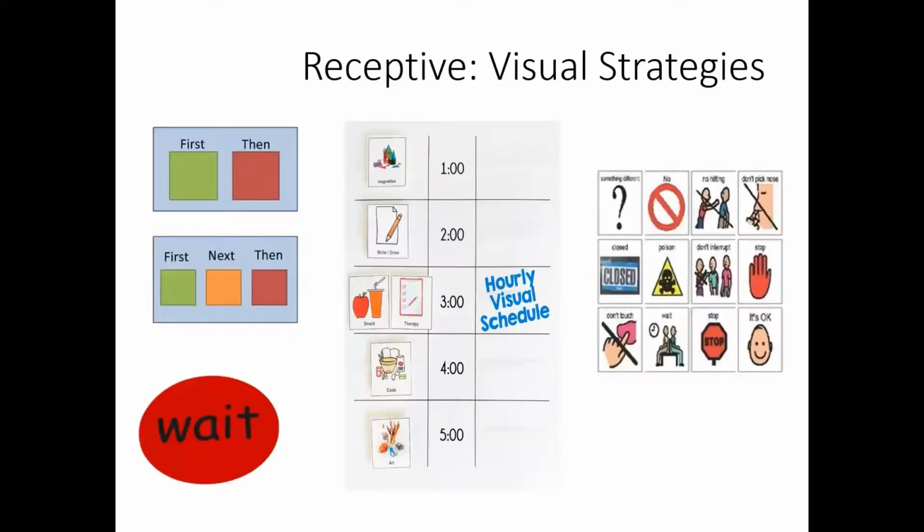Here are some examples of receptive visual strategies that could be helpful. So having a first-then schedule or a first-next-then schedule. So we could stick a picture on the green square saying first wash the dishes, then video games, right? So we're letting them know what we have to do first and then what's next. Or it could be a first, next, then, like first wash our hands, then eat our snack, then go outside. We could have a wait sign, a visual hourly schedule, so having a visual to show what we're doing for each hour of the day.